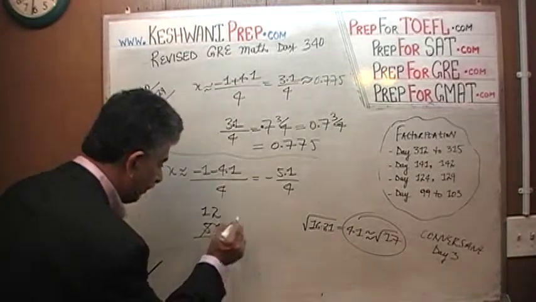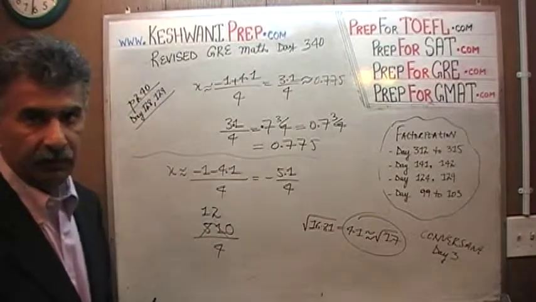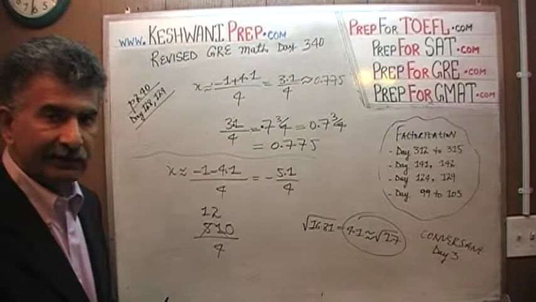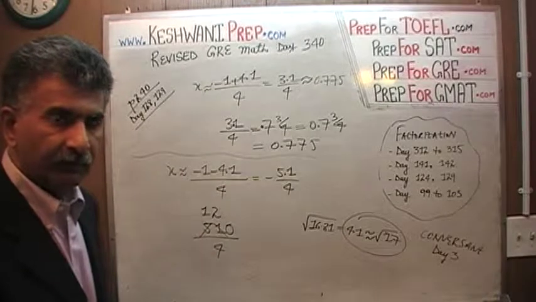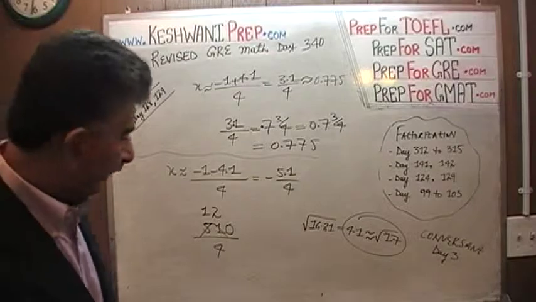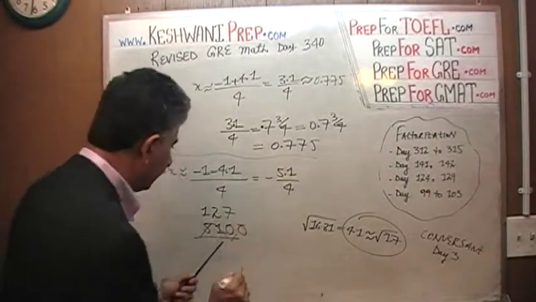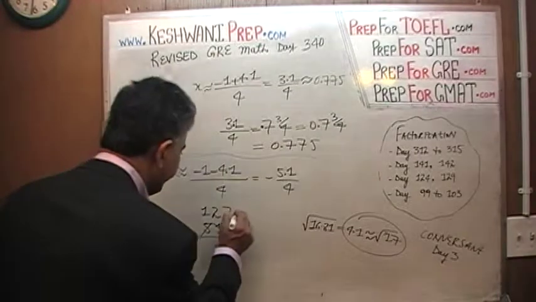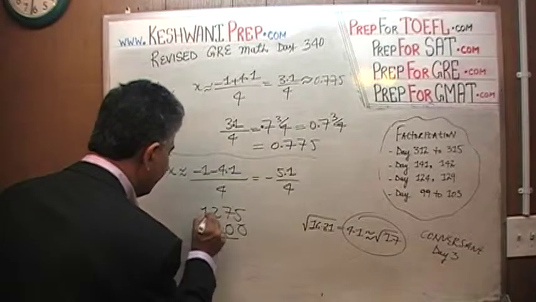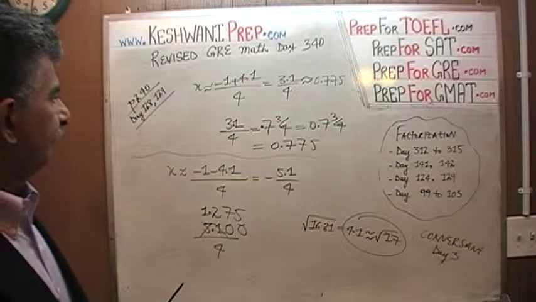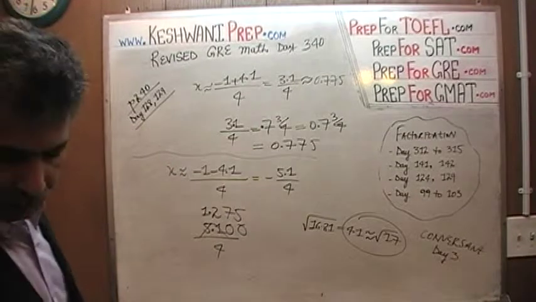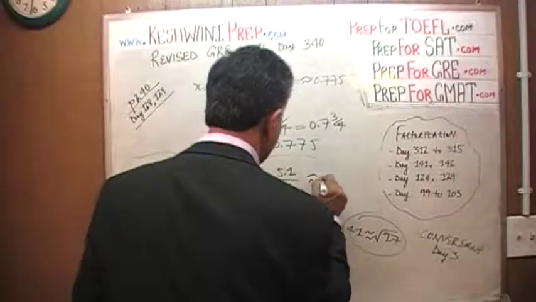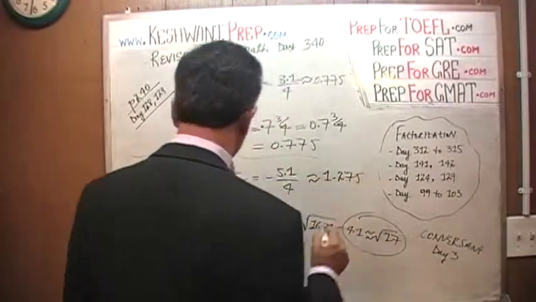The 3 is going to go and join the 0, becomes 30. How many 4s in a 30? 7 4s are 28. The remaining 2 goes and joins this 0, becomes 20, and 20 has 5. So 5.1 over 4 is 1.275. There you go.